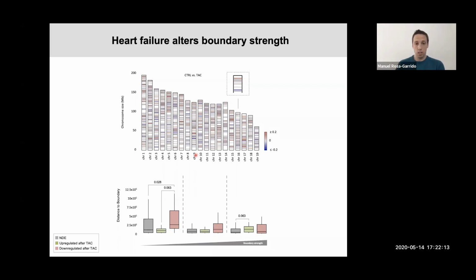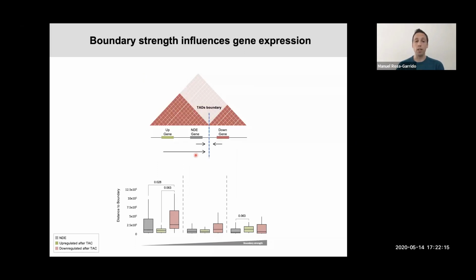Okay, so when we studied the correlation between gene expression and boundary strength, what we found is that while the upregulated genes tend to be close to weak TADs, non-differentially expressed and downregulated genes tend to be close to strong TADs, okay? Suggesting that boundary strength influences gene expression. So you have a higher probability to find non-differentially expressed genes or downregulated genes close to stronger TADs than upregulated genes close to these strong TADs. Okay?